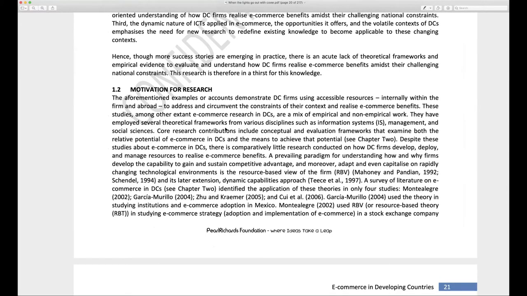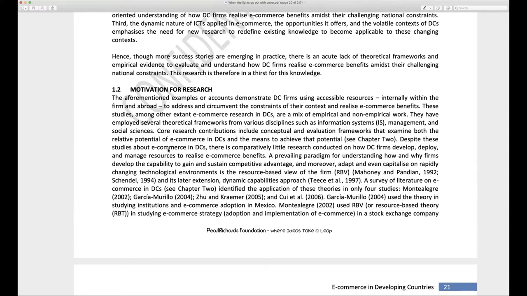The aforementioned examples of accounts demonstrate DC firms, that are developing country firms, using accessible resources internally within the firm and abroad to address and circumvent the constraints of their context and realize e-commerce benefits. These studies, among other extant e-commerce research in DC, are a mix of empirical and non-empirical work. They have employed several theoretical frameworks from various disciplines, such as information system management and social sciences. Core research conclusions include conceptual and evaluation frameworks that examine both the relative potential of e-commerce in DCs and the means to achieve the potential, see chapter 2. That was what I was telling you earlier.